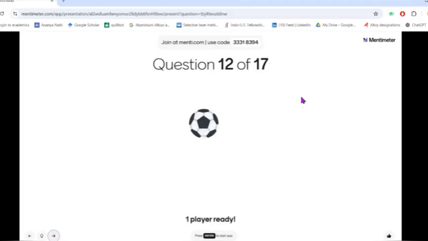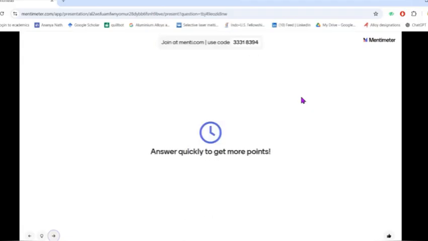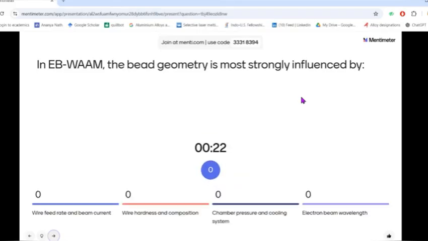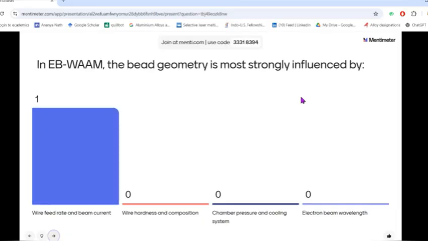Next, we have the 12th question. In EBAM, the bead geometry is more strongly influenced by the wire feed rate and the beam current. Yes, correct.